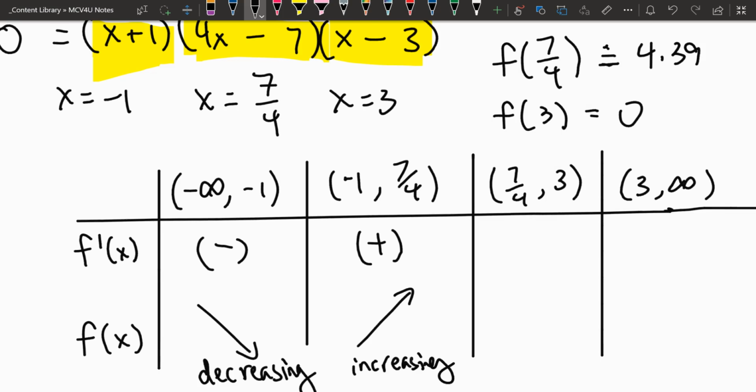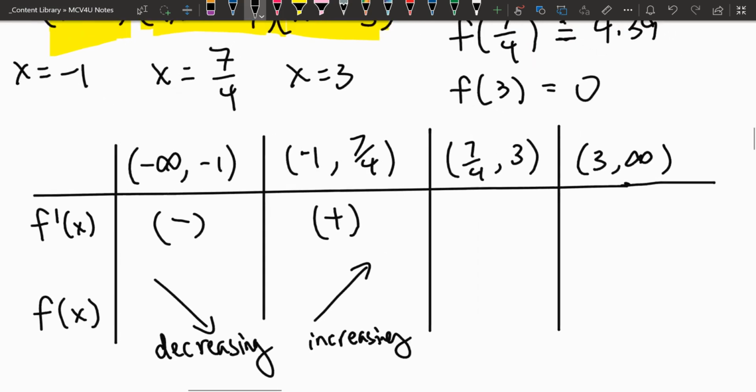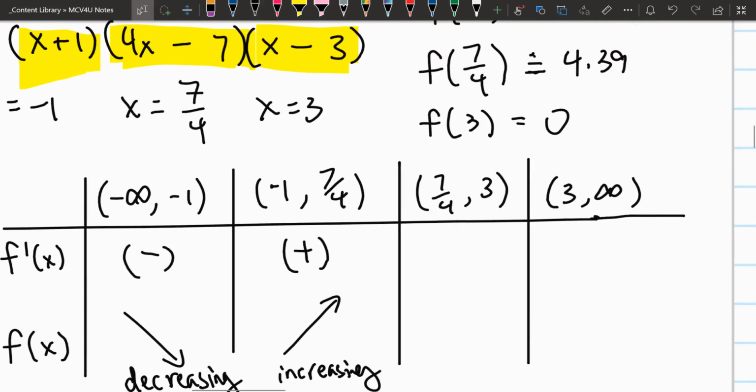Okay, and at no time do I really need the exact f prime value. Just give me the sign of f prime. And similarly, if you do the last 2 intervals, you're going to get a negative for the third one here. And then for everything to the right of 3, you'll get a positive interval. And so we're going to have decreasing and then increasing.